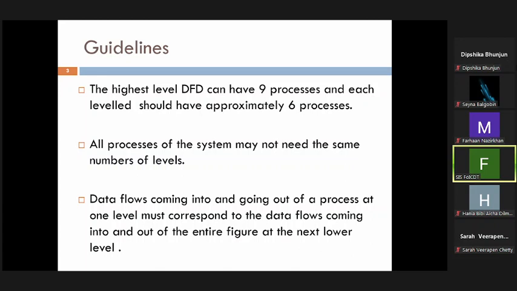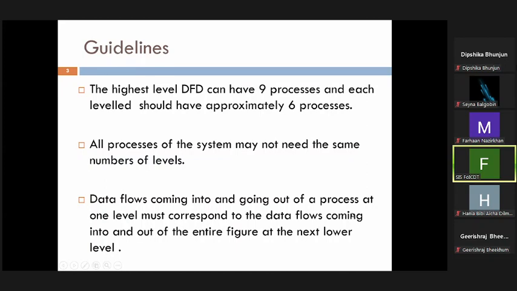So for example, when we explode 1, it would become 1.1, 1.2, 1.3, 1.4. Now you might decide to further explode 1.3. It becomes 1.3.1, 1.3.2, and it goes on like that. How you can relate the levels is through the numbering. Data flows coming into and going out of a process at one level must correspond to the data flows coming into and out of the entire figure. So this is an important rule.